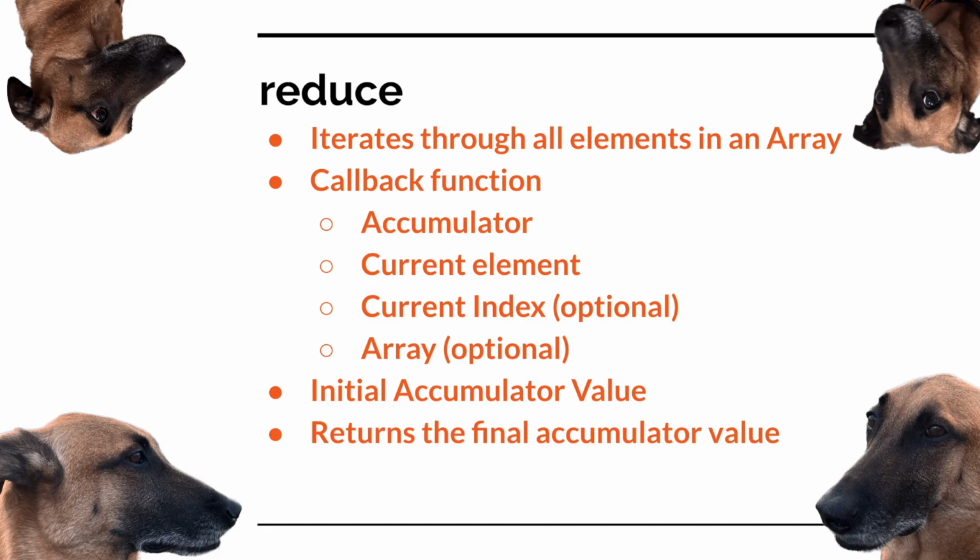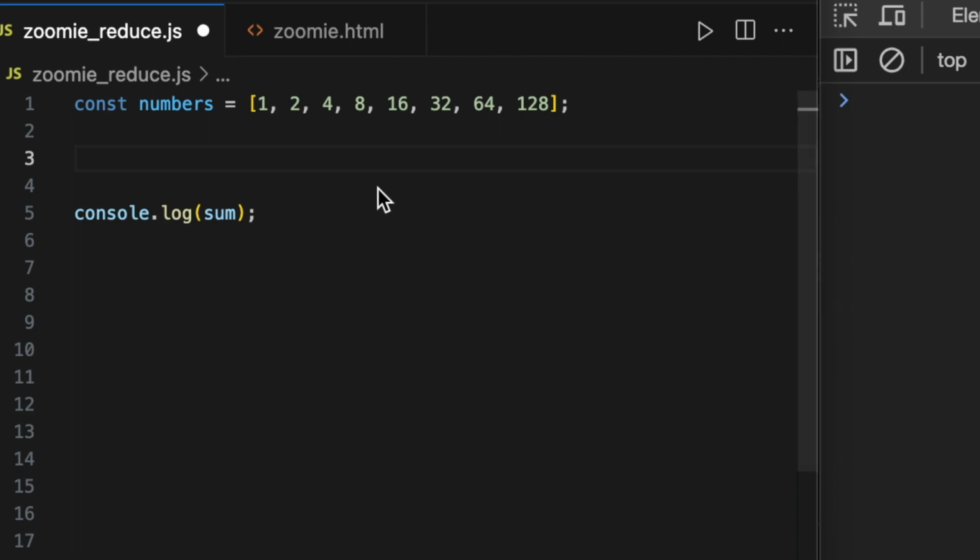Now, reduce returns a single value, which is the final accumulator value. And a common use case for reduce would be summing up all the values in an array. Okay, so let's see how to write one in code.